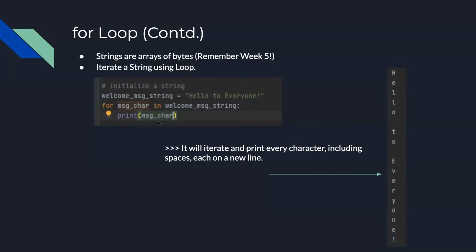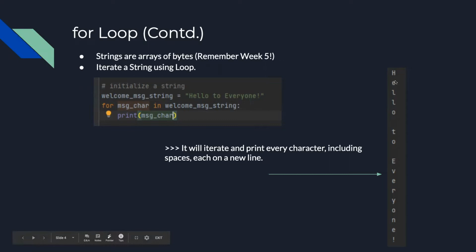And remember, the print statement prints on its own line. So when we execute that, it'll iterate that string object and print every character, including the spaces, each on a new line. So we have our spaces here. We have HELLO space TO space, and you'll notice it is in order because strings have a defined order, and it prints them all on their own line here.